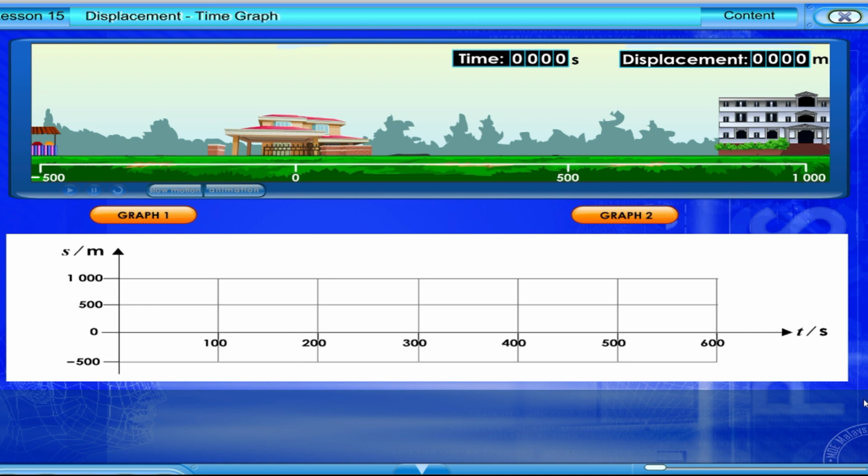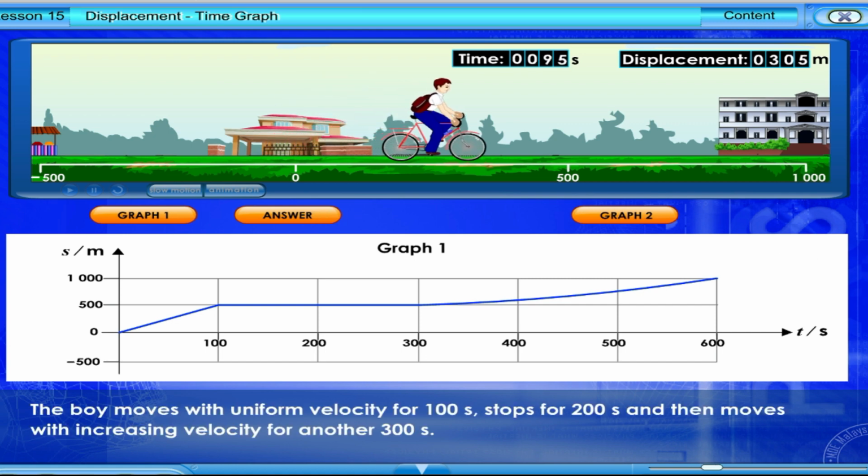Click on any graph button to see a displacement time graph. Based on the graph, describe the motion of the boy. Click the Answer button. The boy moves with uniform velocity for 100 seconds, stops for 200 seconds, and then moves with increasing velocity for another 300 seconds.